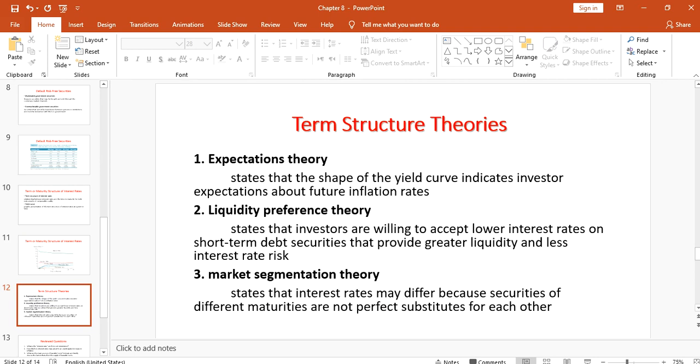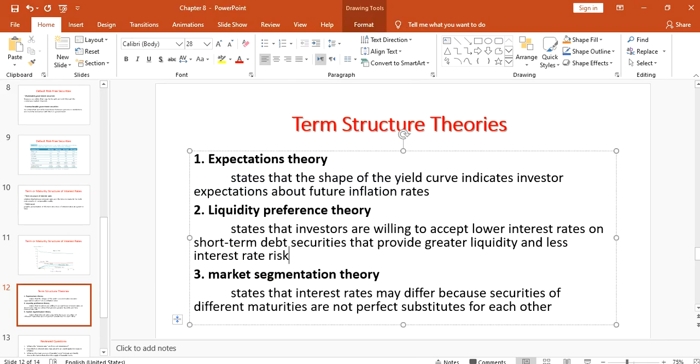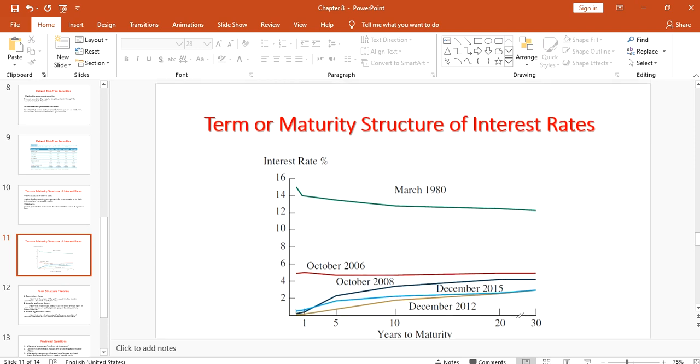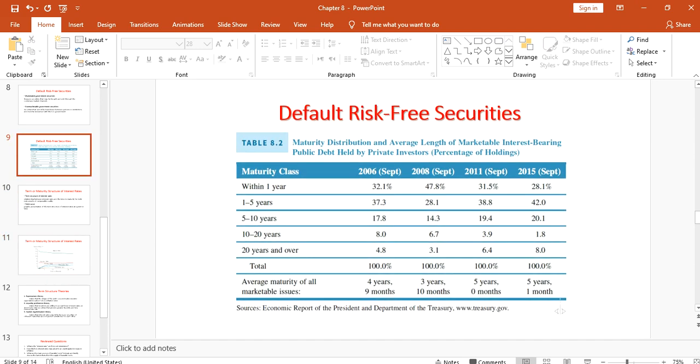Also, we have market segment theory, which states that the interest rate may differ because securities of different maturities are not perfect substitutes for each other. So we have here 1 year debt, 5-year debt, 10-year debt. These are not substitutes for each other.